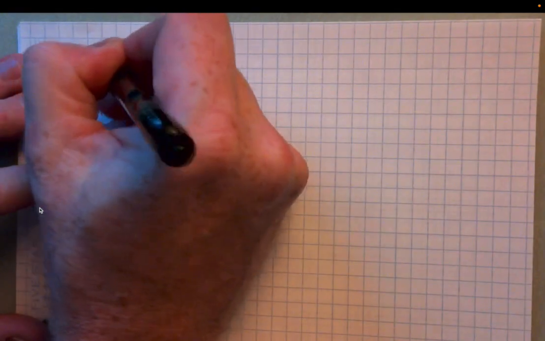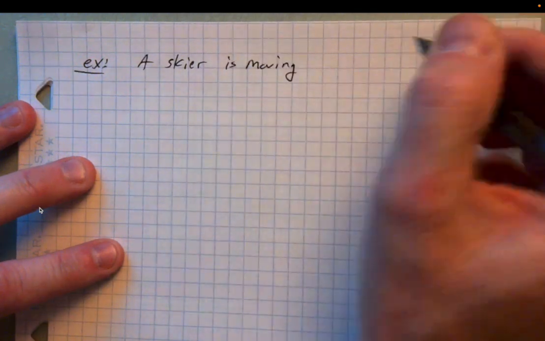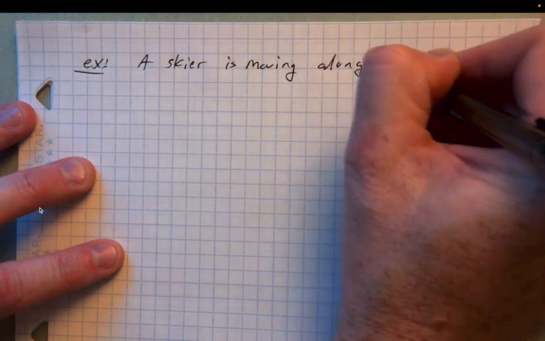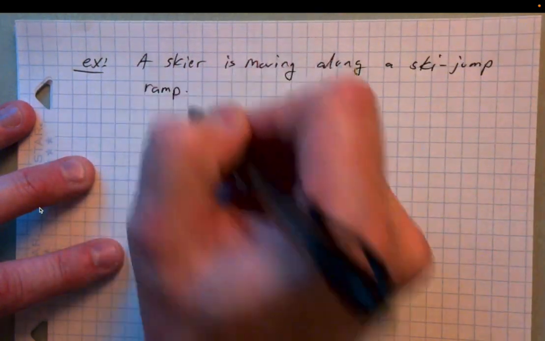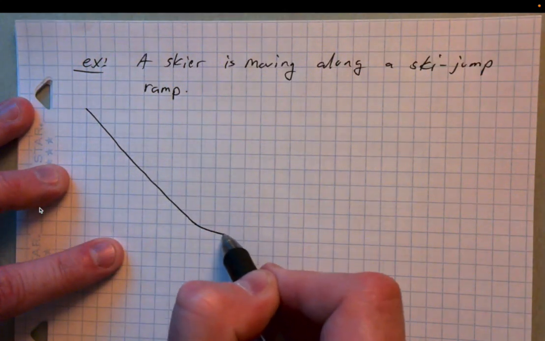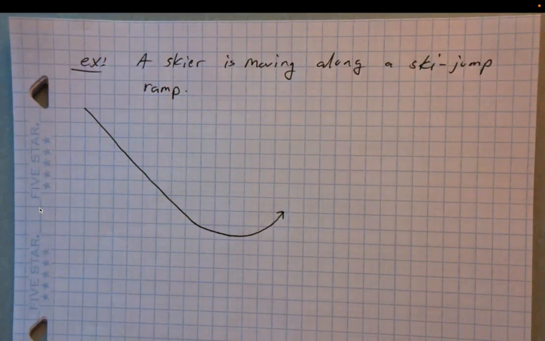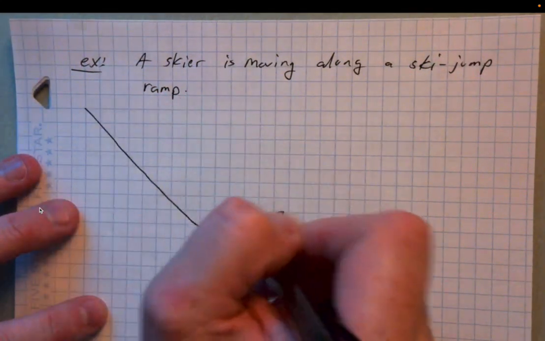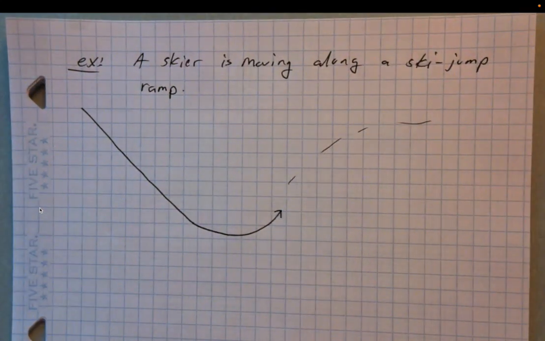This is kind of a classic example. You've got a skier moving along a ski jump ramp. Okay, and so you go down this big hill, and then the hill kind of flattens out, and then you jump, right? Looks a bit like that, right? So I'm a skier, I'm just racing down this hill, and then I get to the bottom, and it flattens out, and then I shoot off this thing, and I go flying into the air.